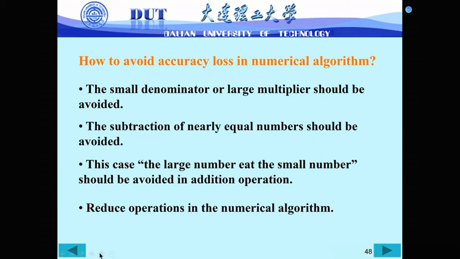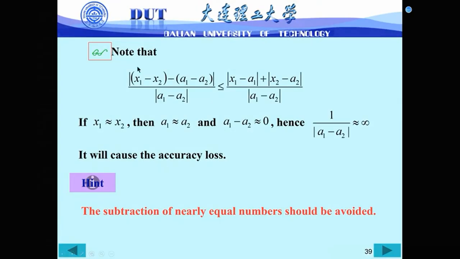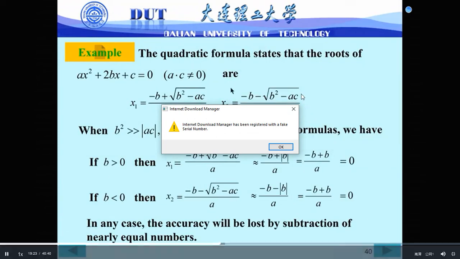Okay, so let's review. Last lesson, we talked about this. You see here, by this formula, we have the denominator A1 minus A2. So if A1 is close to A2, then we have a very small denominator, which means we have a bigger multiplier. So the subtraction of nearly equal numbers should be avoided. And also we have this example, remember?